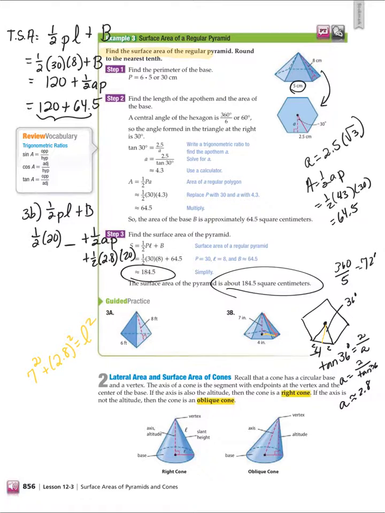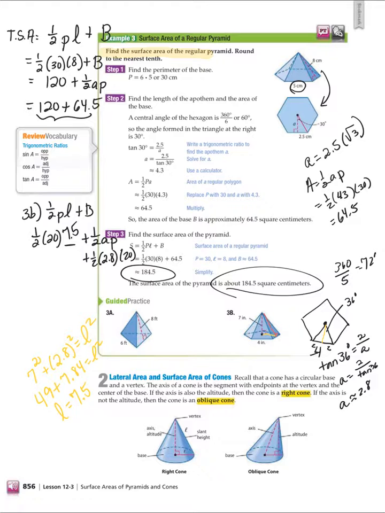Okay, so I'm going to have 49 plus 2.8 squared, which is 7.84. Okay, equals my slant height squared. So 49 plus 7.84 is 56.84, and I'm going to take the square root of that. Okay, so my slant height is about 7.5. So now I can fill that in up here.